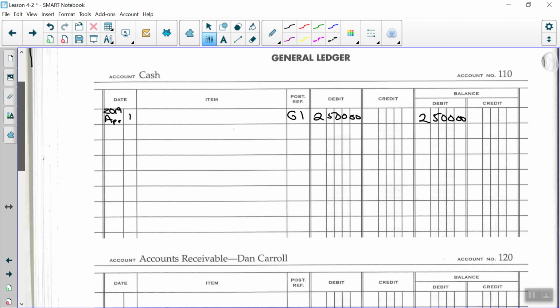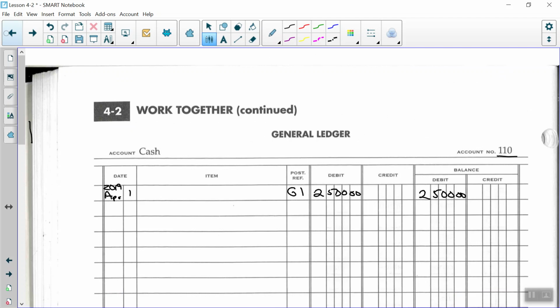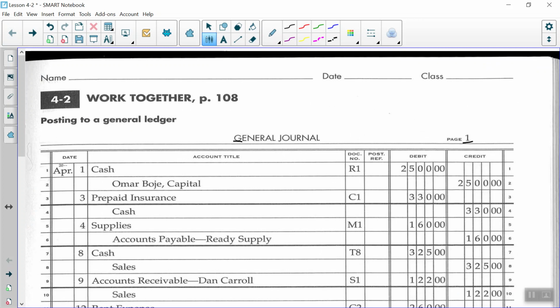So now we take the account number, 110, go back to our general journal. In the post reference here, I'm going to put 110. So go back to page 61 and put 110 on the first line in the post reference. Got it? Okay. I do not put that number in until I'm done with that account. Then once I'm done with the account, I come back and put the number. That way I know I'm done with that line.